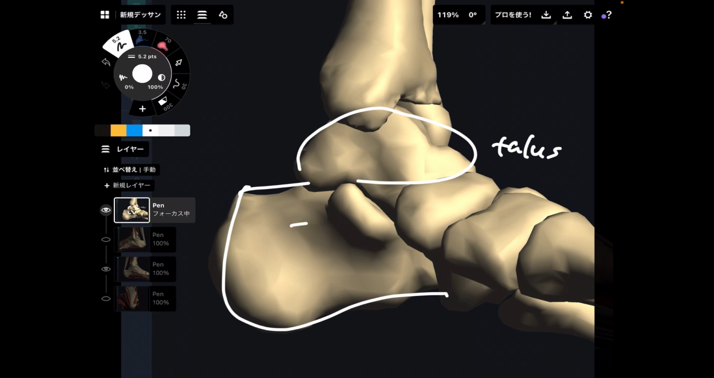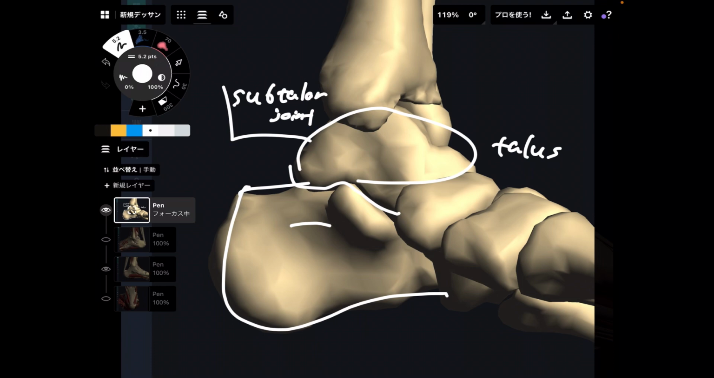Between the talus and calcaneus, there is a joint. This is it. This joint is called the subtalar joint. This is the joint below the talus. Very simple, right? Now, two movements are happening in this subtalar joint.